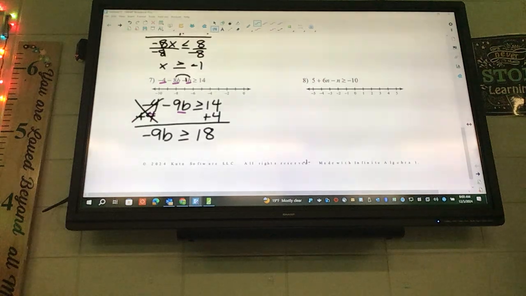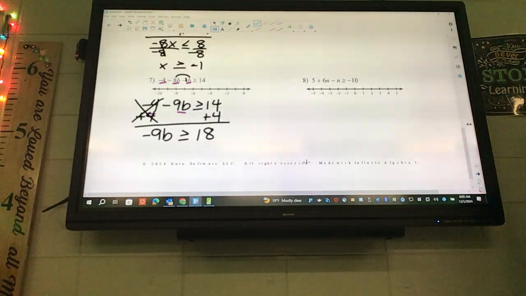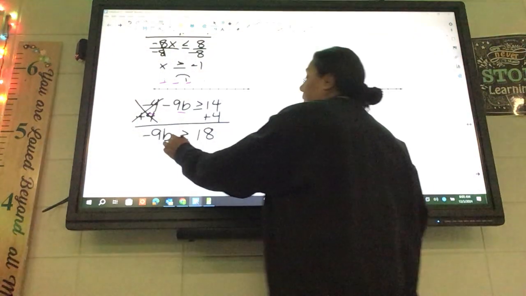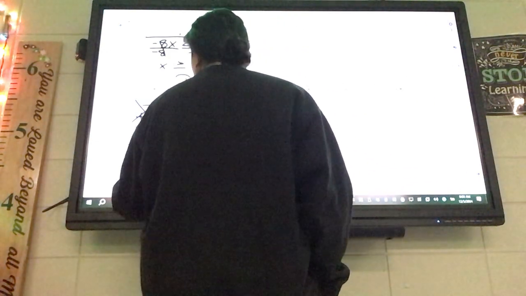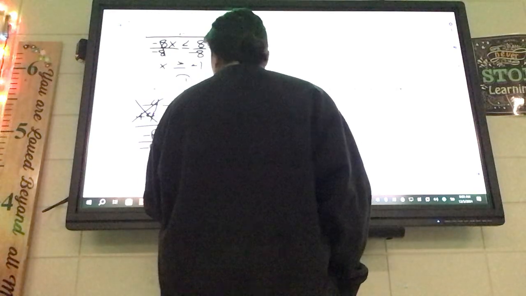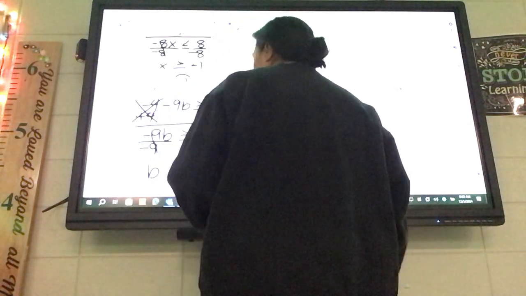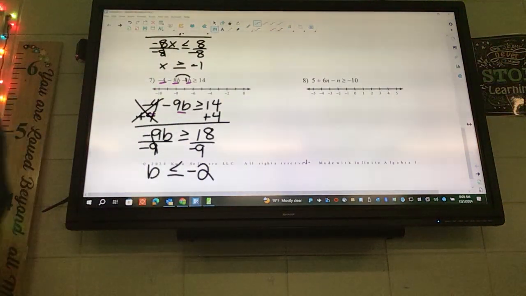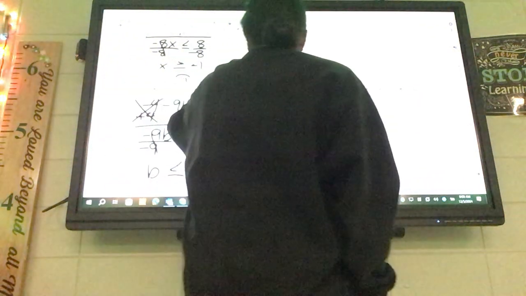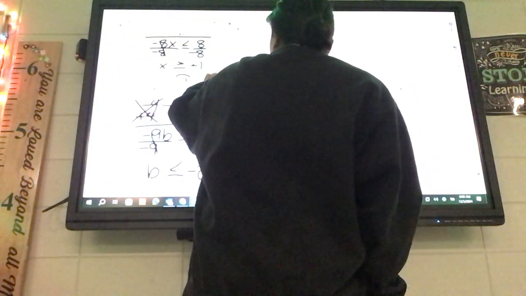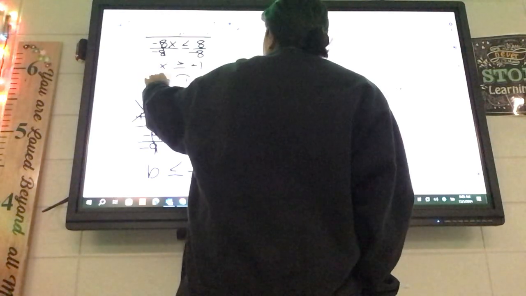Then what? Divide by -9. Do we need to flip? Yes. Okay, on the dot, should that be open or closed? Closed, going which way? To the left.